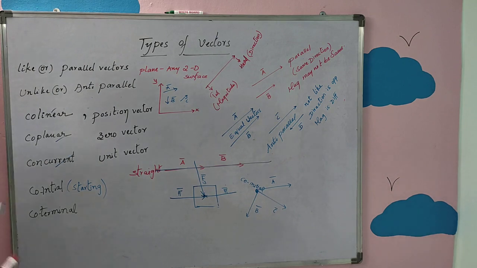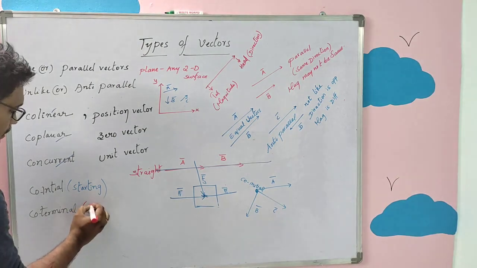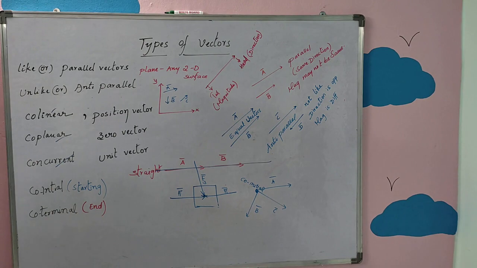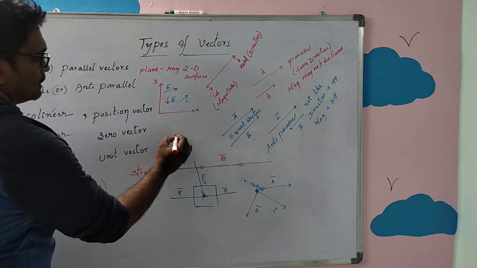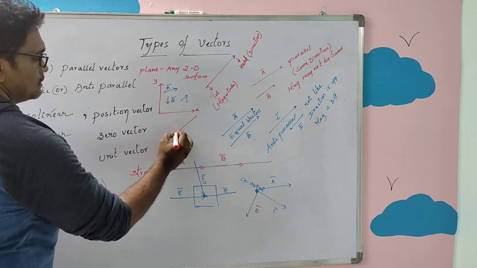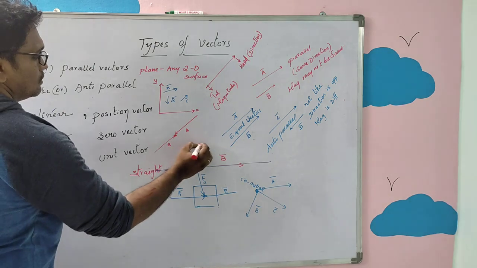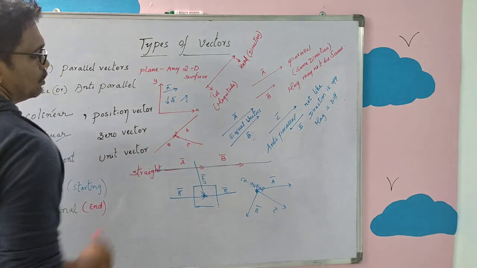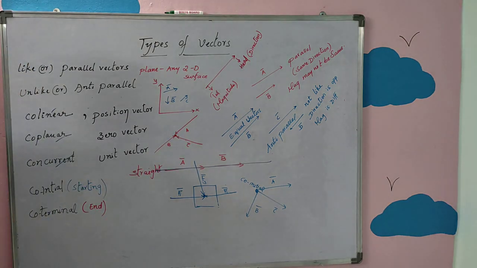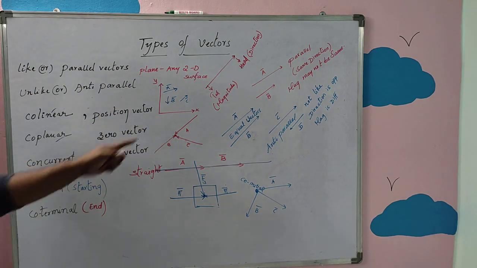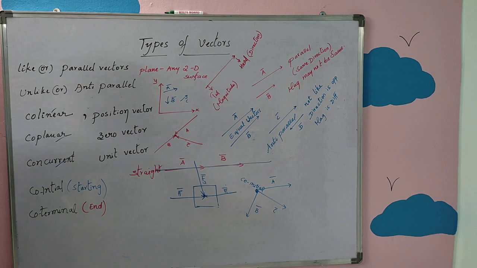Now come to terminal. You can understand now. Terminal means end point. Any number of vectors which have the same end point. For example, say this is that point, this is vector A, this is vector B, this is vector C. Here A, B, C are vectors which have the same end point. Such vectors are called co-terminal vectors.